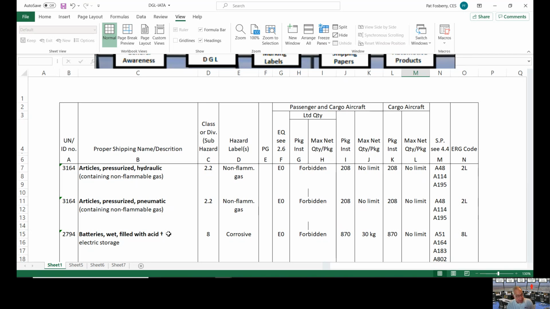It's actually in the, I'm going to find it. It's actually in the definitions, or what they call definitions, or glossary. So if you just look up alphabetically, batteries wet filled with acid, you come down and you get a better description of exactly what they're talking about as far as what needs to be a battery that falls into this category.